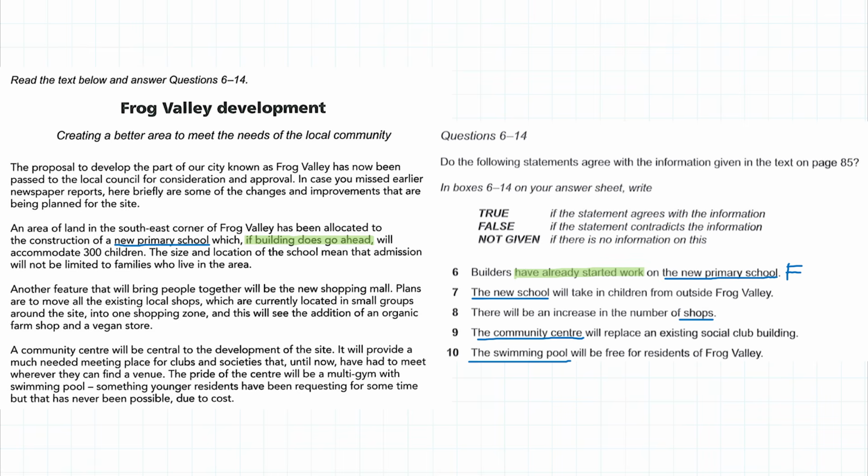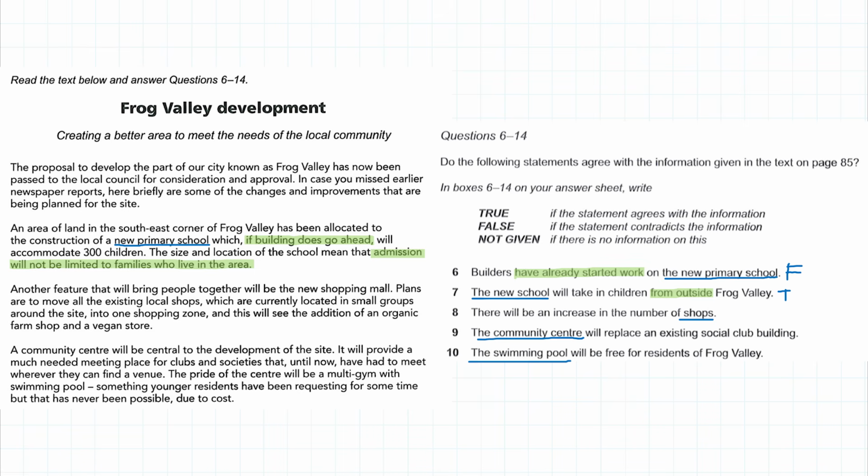So I know that number 7 is coming next. And let's read the statement. The new school will take in children from outside of Frog Valley. Let's see what our passage says about it. So the size and location of the school mean admission will not be limited to families who live in the area. This means they will take children from outside. So number 7 is true.